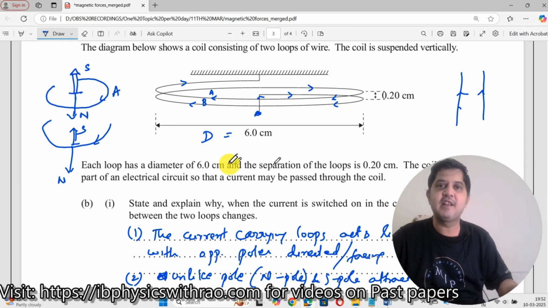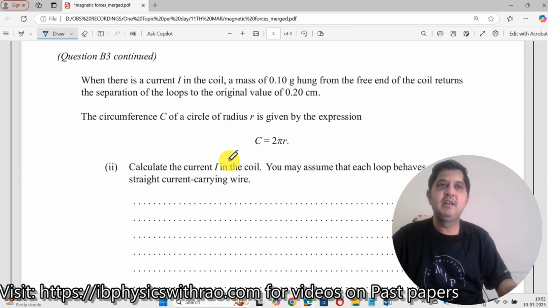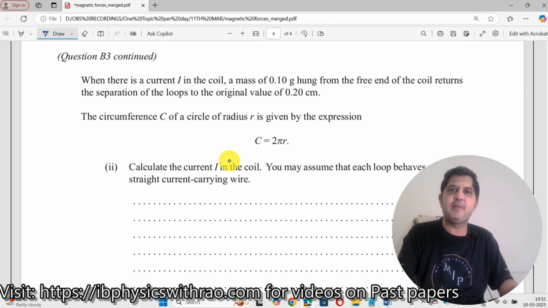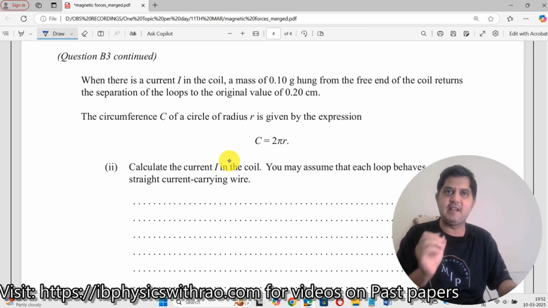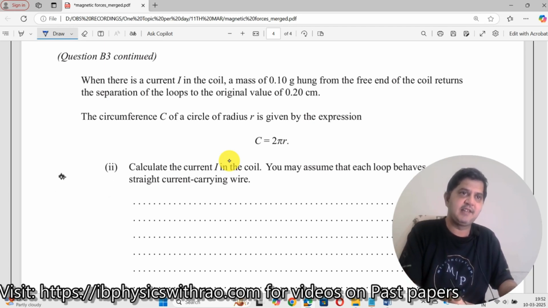Okay, now let us move on to the next one. When there is a current I in the coil, a mass of 0.1 gram hung from the free end of the coil returns the separation of the loops to the original value of 0.2 centimeter. Once again, a little bit out of portion, but still this question can be asked by giving the relevant information. Now let us understand this.